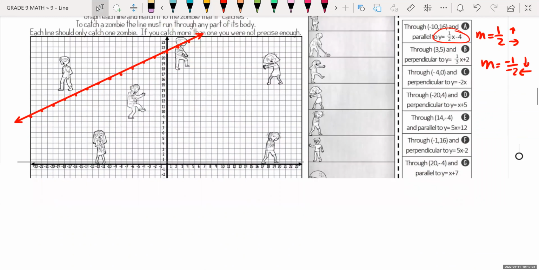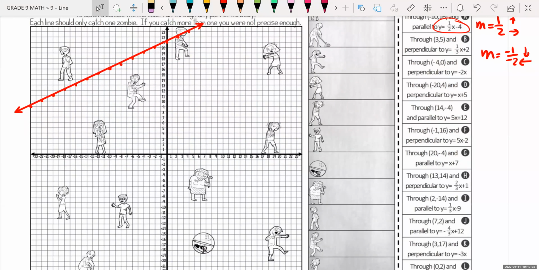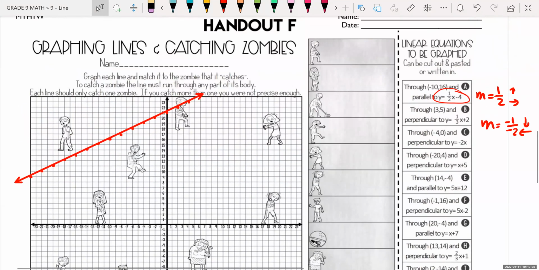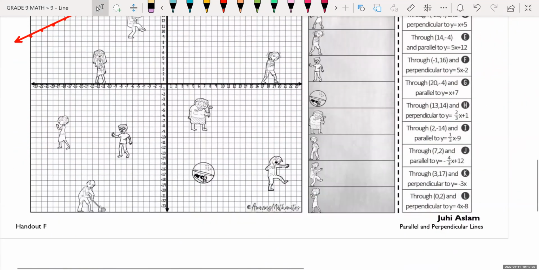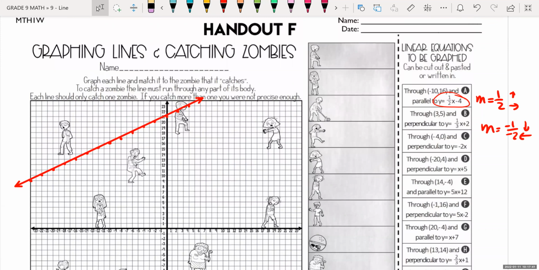So which zombie did I just, are we killing them or are we catching them? We're catching them. I'm so violent. Which zombie did I just catch? It's this one right here. So this guy, you would just put an A. It matches A. I'm hoping that they're not in the order that they are in. That'd be really funny if they had it in the order.